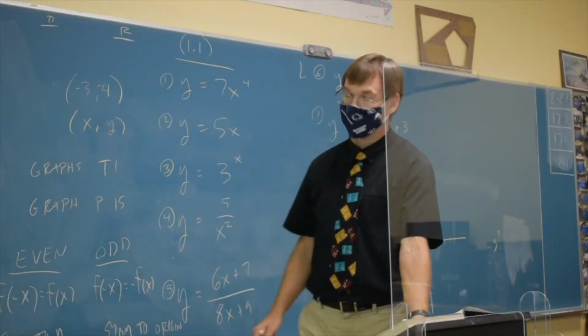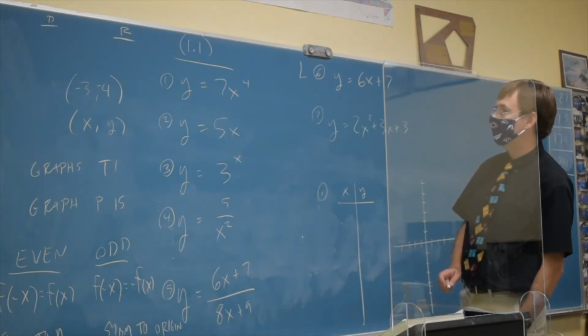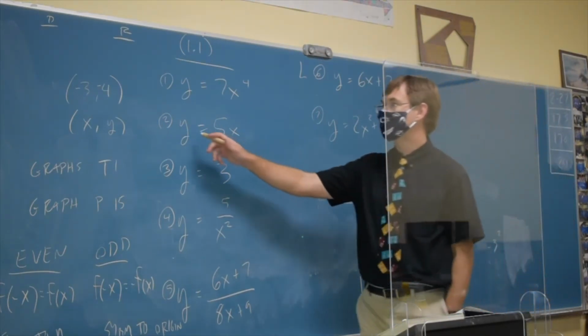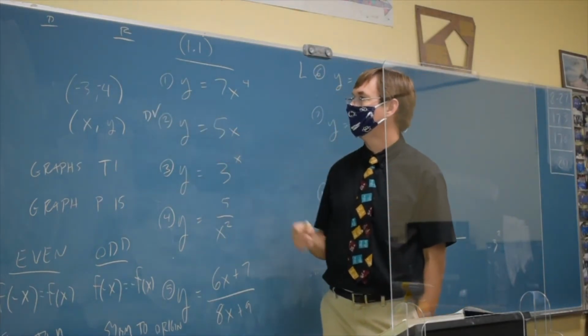So if we go to look for direct variation on our list, that would be number 2, because that's y equals mx. That is our direct variation.